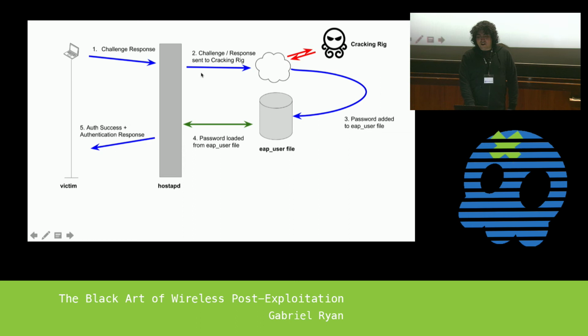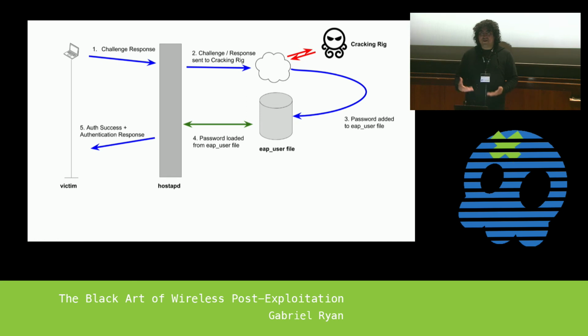So with auto-crack and add, what you do is you modify this whole process so that once you receive that challenge response, instead of immediately attempting to load the user's credentials from the EAP user file to construct the authentication response, you instead send the challenge response that you received to a remote cracking rig. Obviously you're not going to have sufficient computing power on your laptop to do this, but you essentially make an API call to a remote cracking rig.